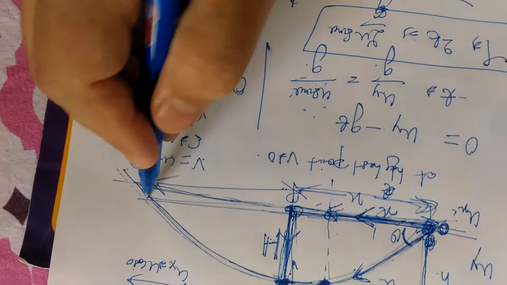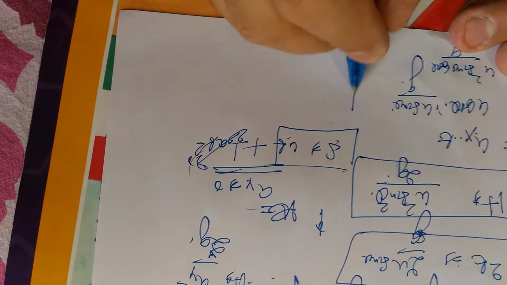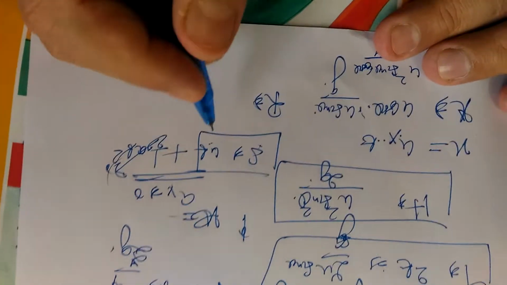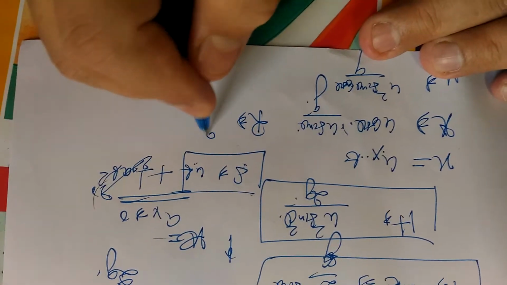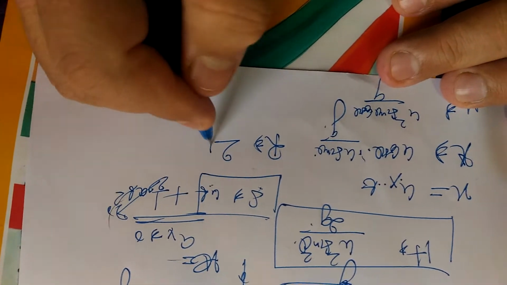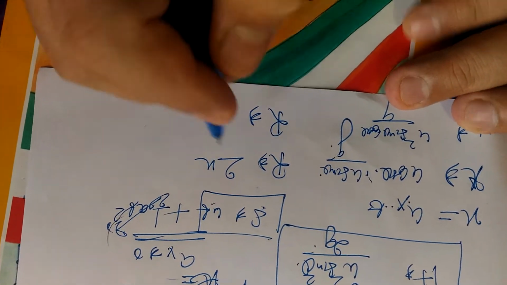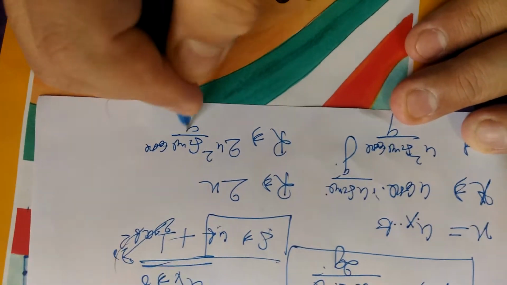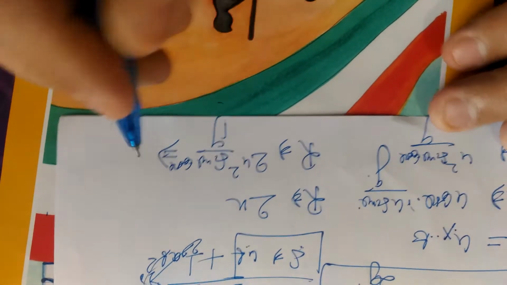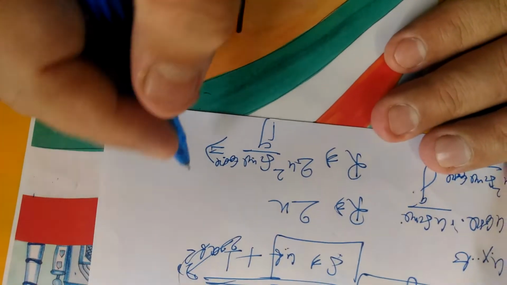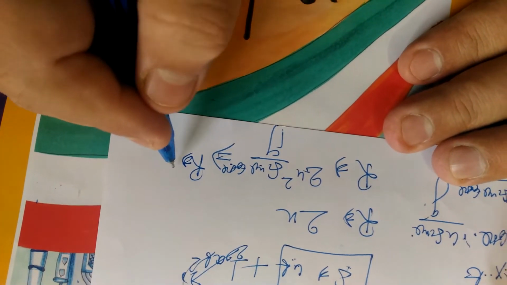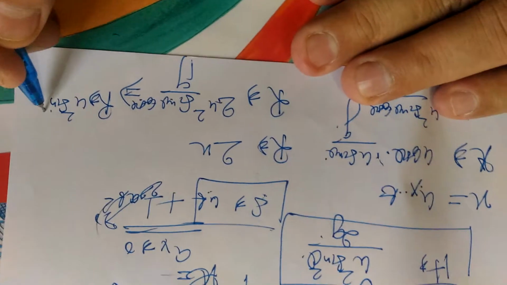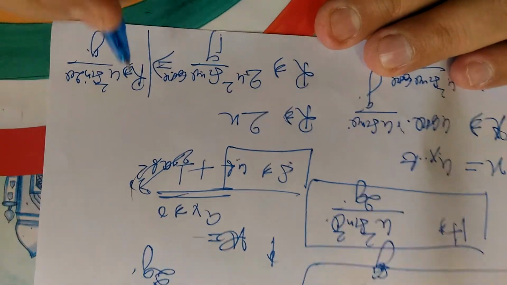The total range r is double of this. So range r is equal to 2 into x. So r is equal to 2 u square sin theta cos theta by g, or this is nothing but, 2 sin theta cos theta is sin 2 theta. So therefore r is equal to u square sin 2 theta by g. So this is the third relation.